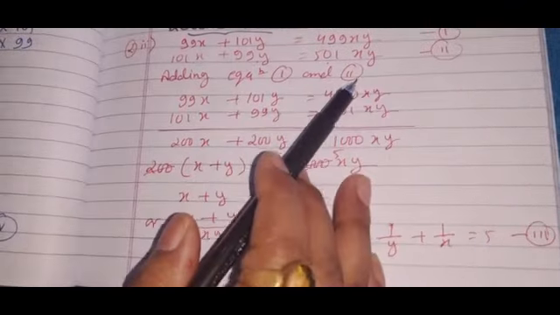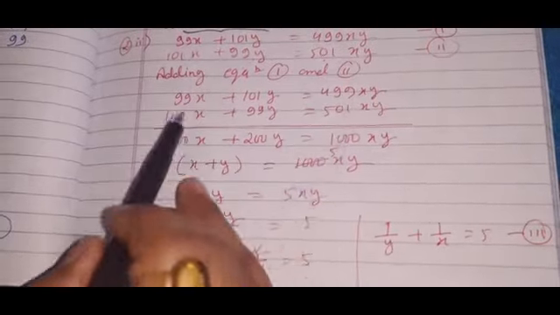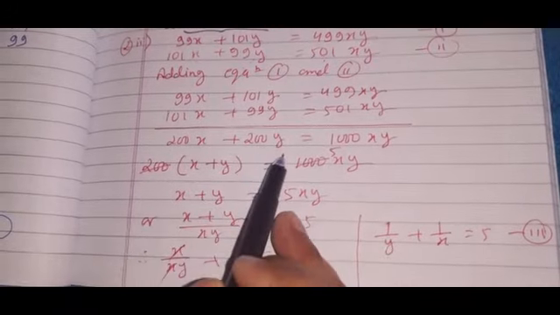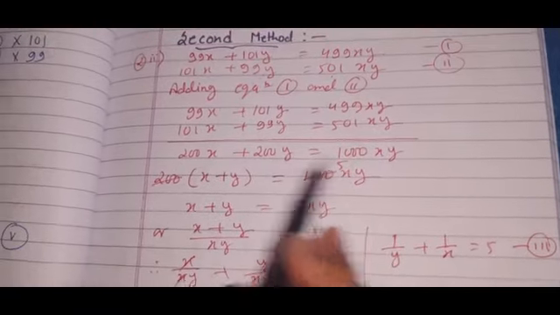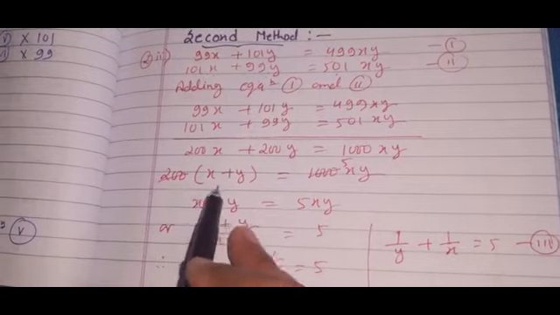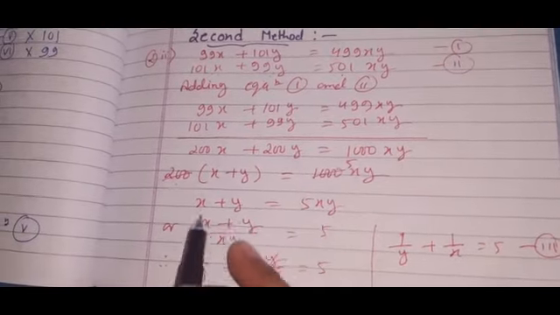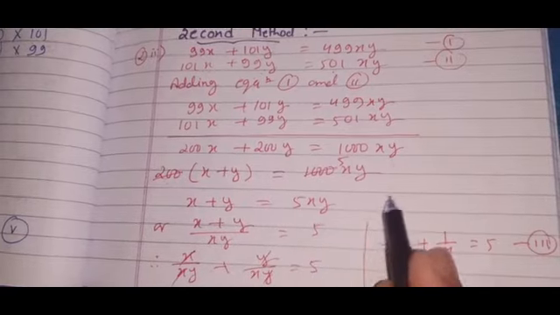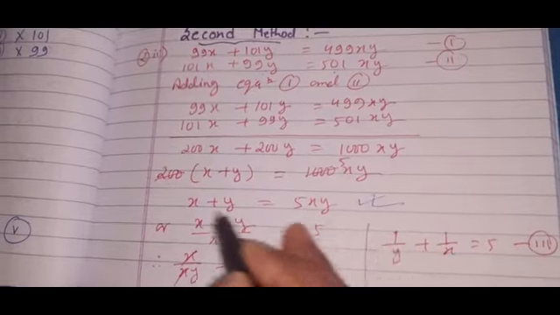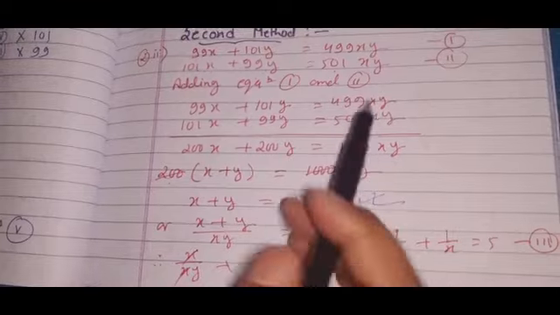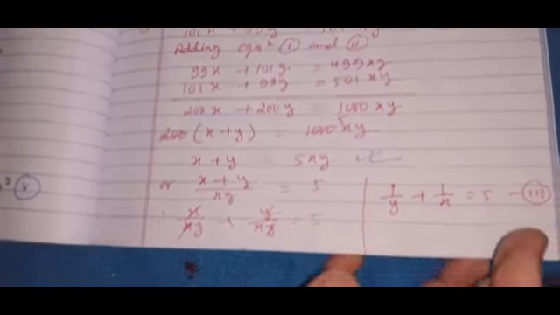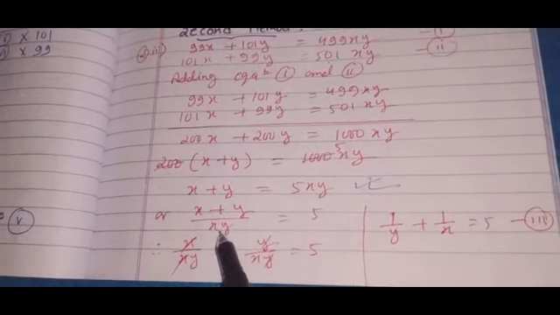Adding equations 1 and 2, we added, and as I explained, 200x plus 200y is equal to 1000xy. So I have taken 200 as common. What is the remaining thing? x plus y is equal to 5xy, since 200 5s are 1000. So I have written x plus y is equal to 5xy. Okay, now we will use this. There is no need to do a big multiplication. Now I will divide by xy.